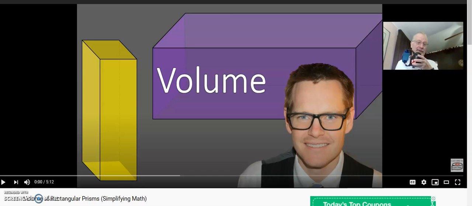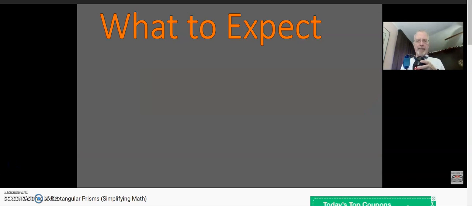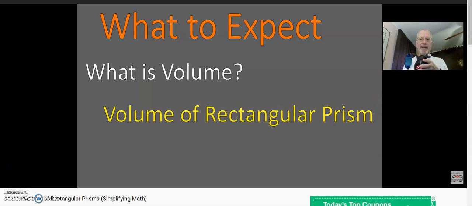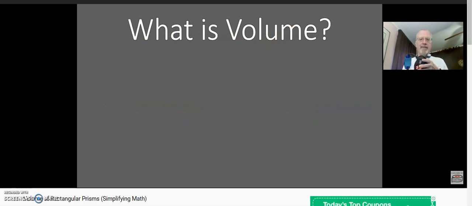I have found that there's lots of different ways to look at things, and sometimes hearing it from a different perspective helps you understand. So if you're having trouble understanding volume, hopefully this will help. Hello, this is Mr. Buffington, and we are looking at volume today. We're going to talk about what volume is, calculate the volume of a rectangular prism, and then we're going to practice a little bit. So first off, what is volume?